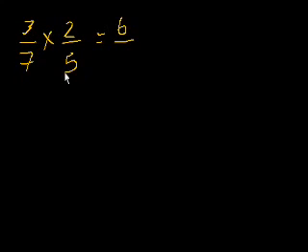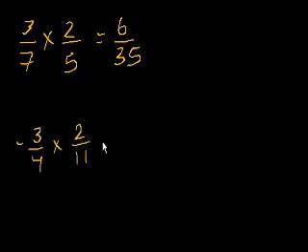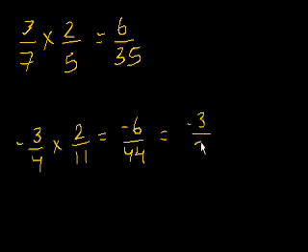What if I had 3/7 times 2/5? Well, multiply the numerators. 3 times 2 is 6. 7 times 5 is 35. That's it. Let's do some negative numbers. If I had -3/4 times 2/11, well, that's -6/44, which is the same thing as -3/22. And we could have done that cross-dividing trick here.